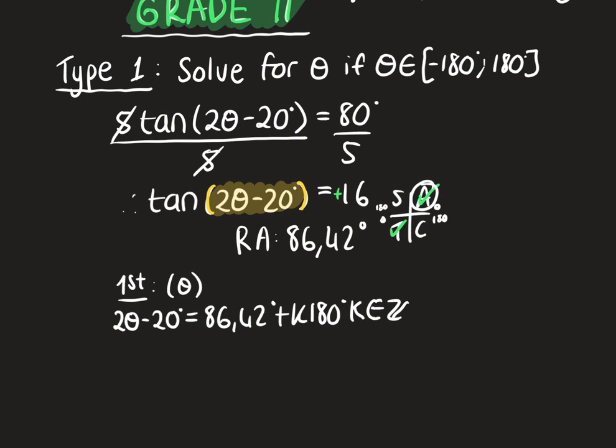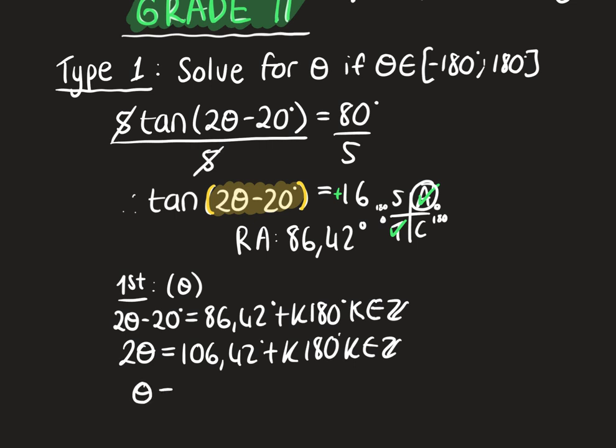And now we're going to do some algebra just to solve for theta. So we're going to bring the 20 over. It's going to change into a positive, and that's going to be 106,42 degrees plus k180, k is an element of integers. We then are going to divide everything by 2. So that gives me 53,21 degrees plus k90. So everything must be divided by 2.